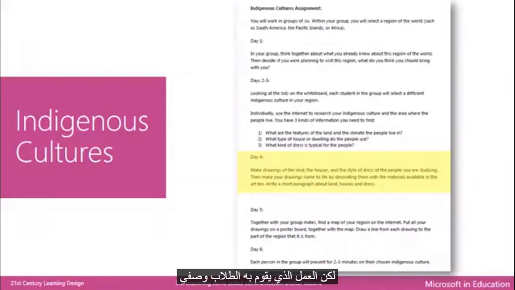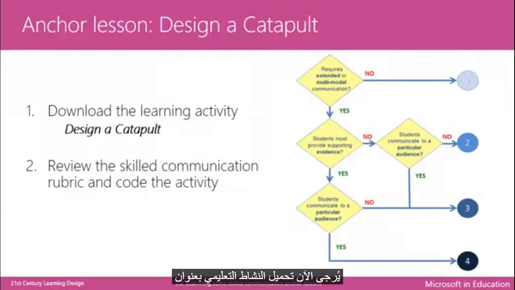However, the work the students are engaged in is descriptive, and there is no need to make any claims or provide evidence. Although they make a presentation on day 6, it will be based on the descriptive accounts they have researched and the pictures they have drawn. Now please download the learning activity entitled Design a Catapult.